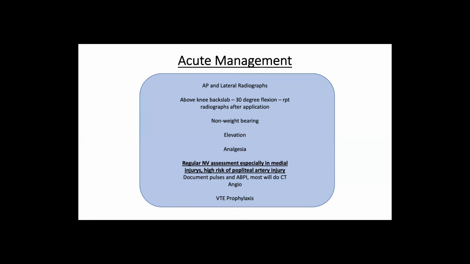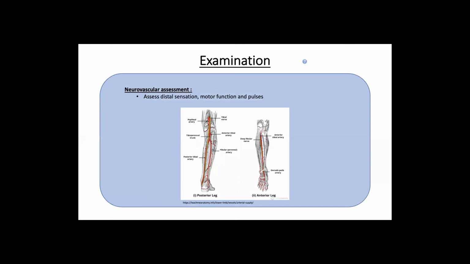It also provides a good baseline if these pulses then disappear later down the line, and VTE prophylaxis, as we said before. Okay, so here you can see the popliteal artery gives off its supply to the fibular and peroneal artery and the posterior tibial, as well as the anterior tibial artery, which passes anteriorly and gives off dorsalis pedis.